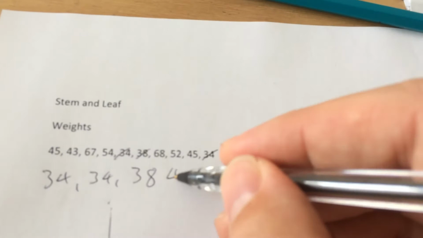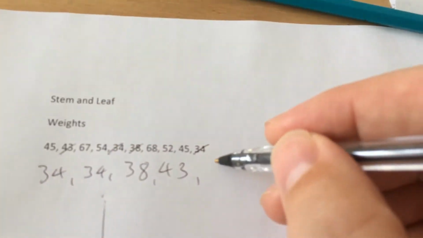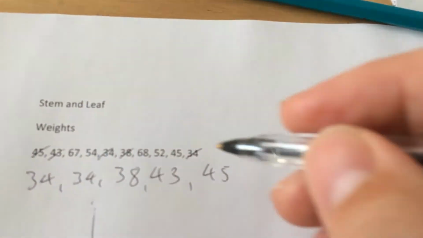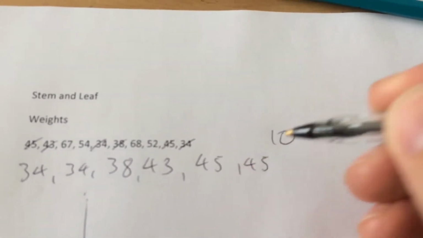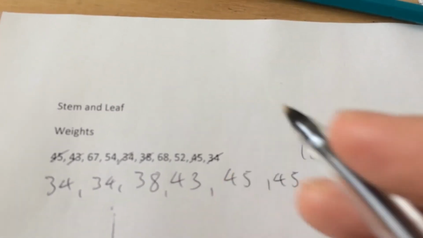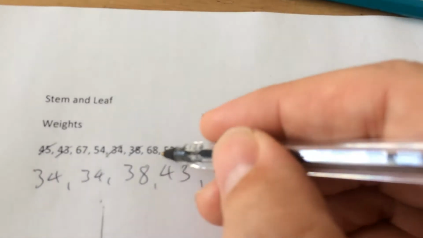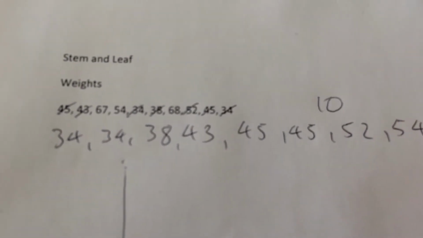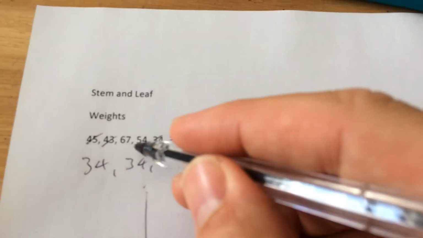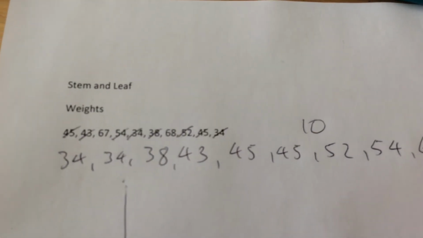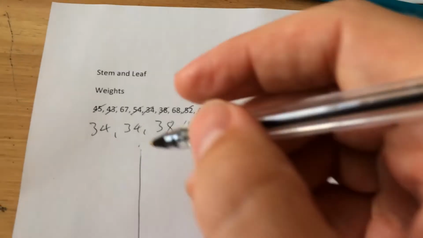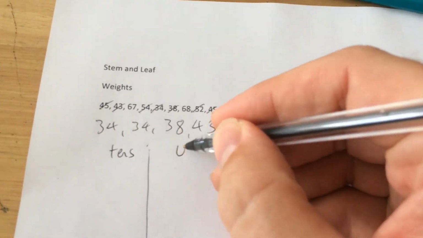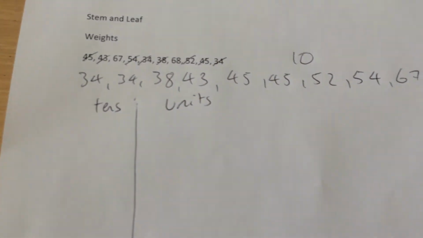38, 43, 45. You might miss one, but then you can always go back. And let's see, I think 52 is the next one. Then 54. And then 67 and 68. Now, to make the stem, you're going to put the tens here and the units here.